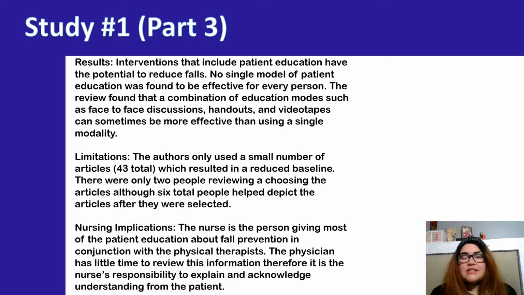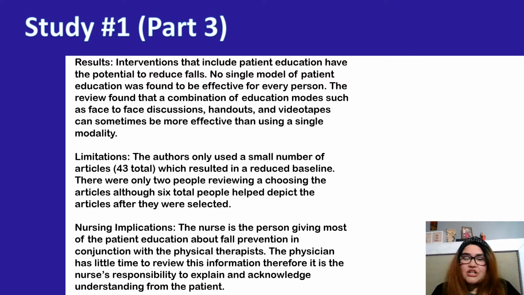The result of the study showed that interventions that include patient education do have the potential to reduce falls. Not one method was more effective than another. Usually a combination of methods was used: face-to-face discussions, handouts, and videotapes. Limitations, obviously, were that out of over 3,000 articles they could have chosen, they only chose 43, so it definitely decreased the amount of articles that they could have used.